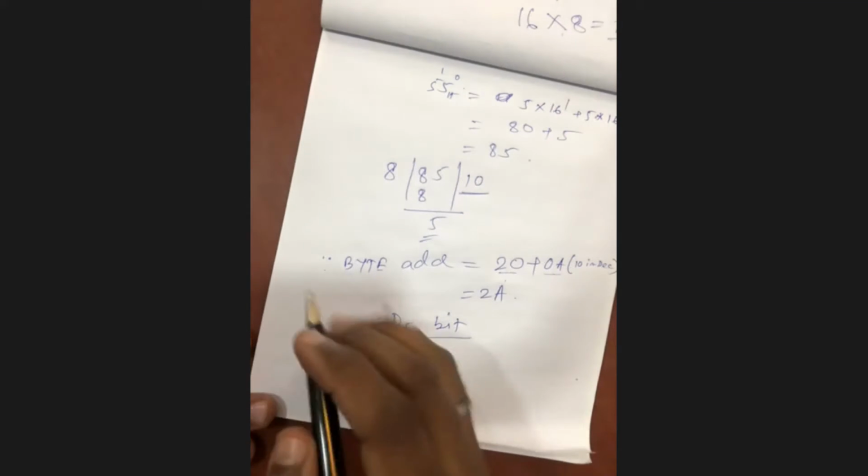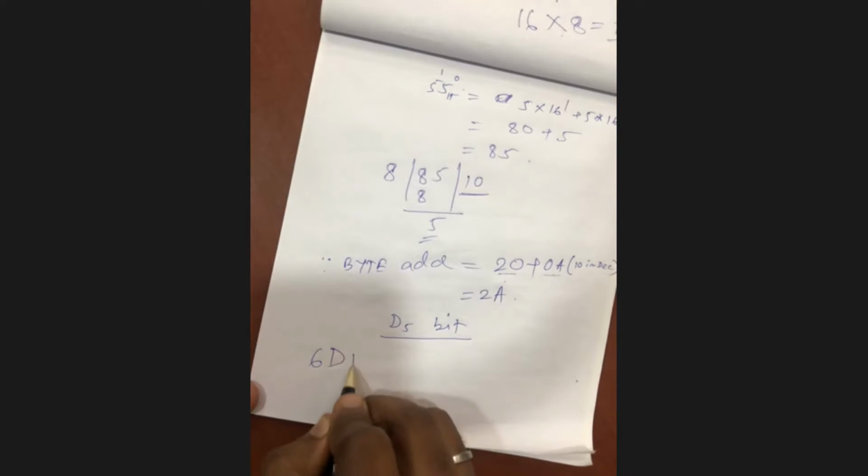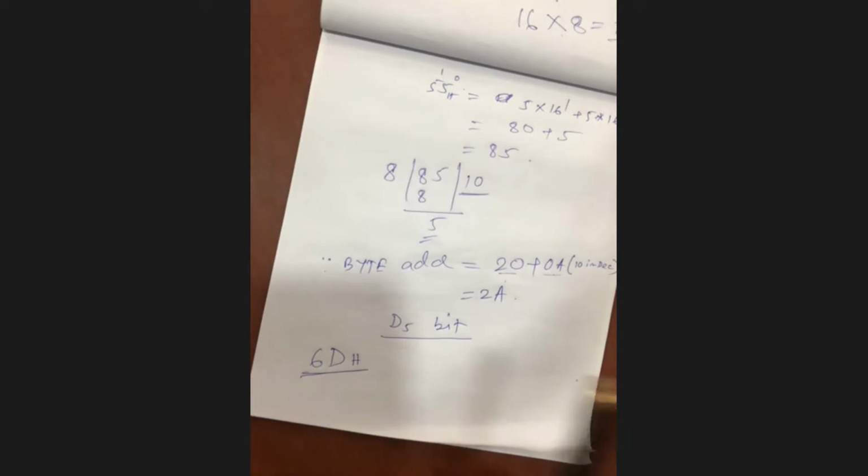Next, if bit address is 6DH, then calculate the byte address and which bit.